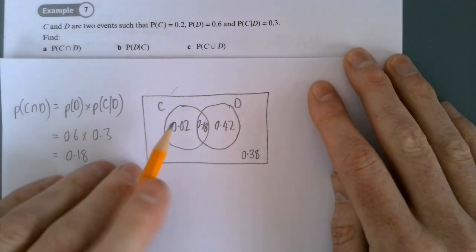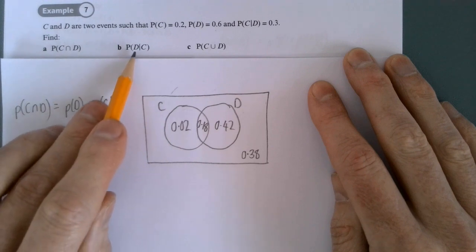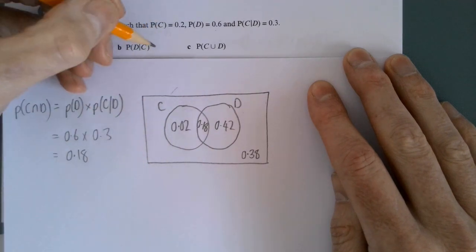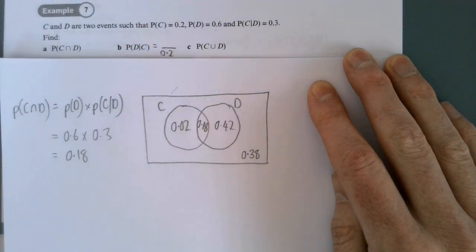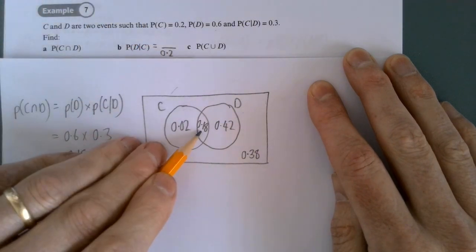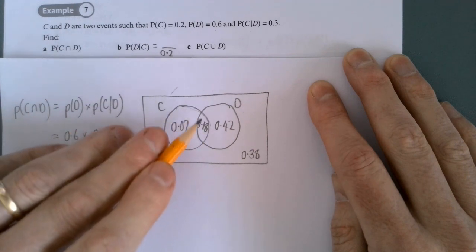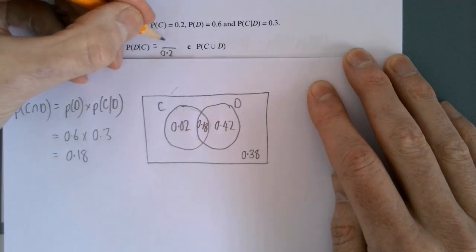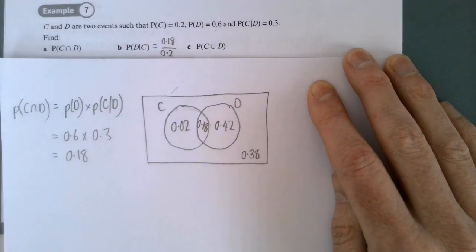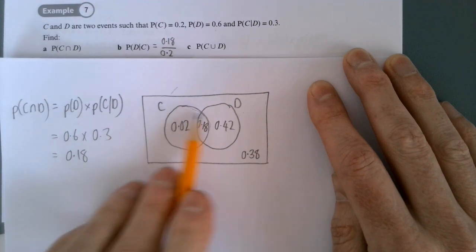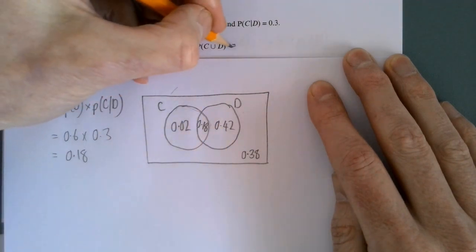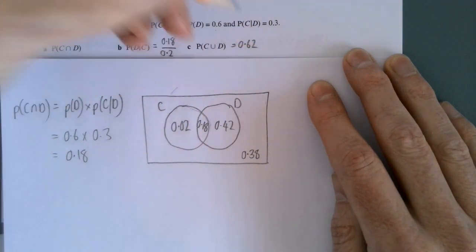So the probability of the intersection, we work that out. Probability of D, given that C has happened. So remember, C has happened, so that's my denominator, the probability of C. Of that, what part is down to D? Well, of the probability of C, 0.18 also involves D. So that's that one. And C union D, that's 0.62. That's just everything in the circles added together.